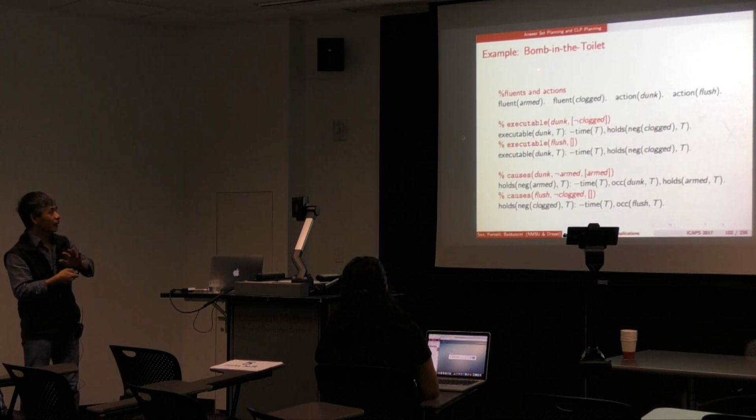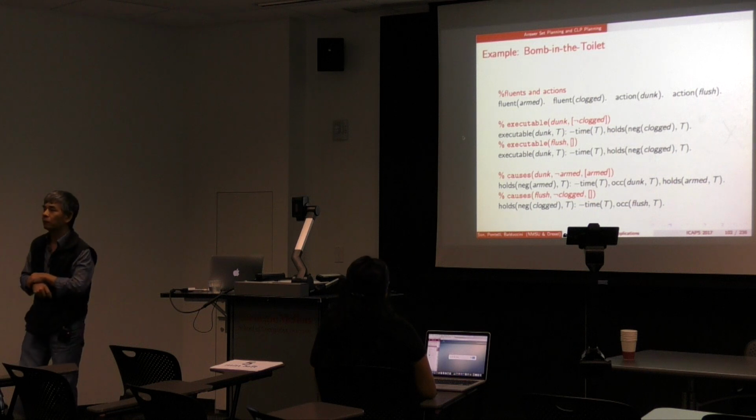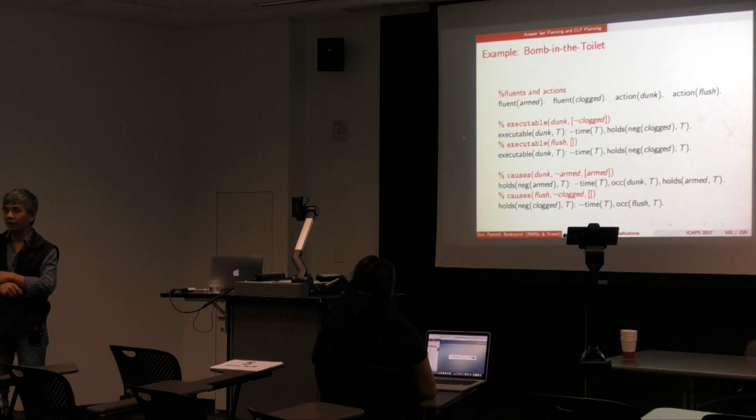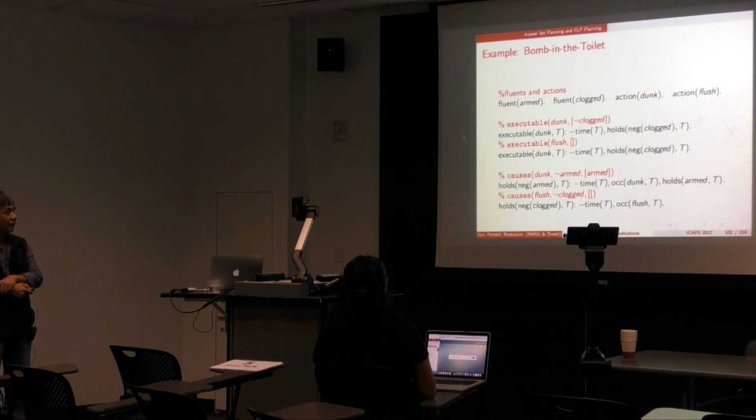And here is an example of this, the bomb in the toilet domain, where we mainly define the fluents, define the actions, and define the executability of the actions, and then define the effect of the actions. I omit the rules like generate action occurrence and the inertial rule, because they are standard for all of the domains, so I did not include them here.